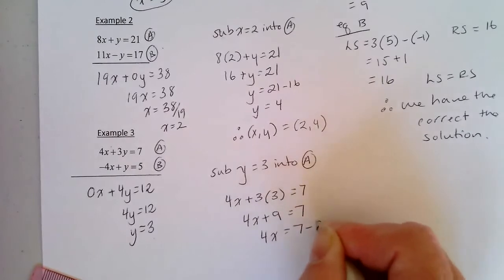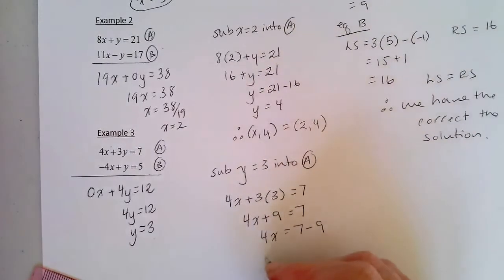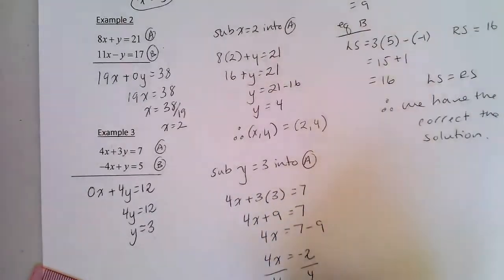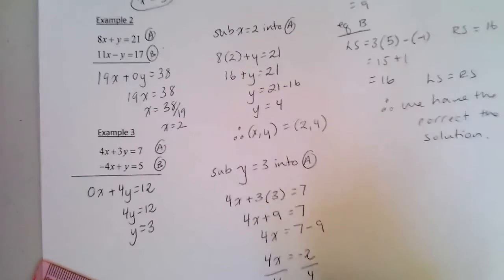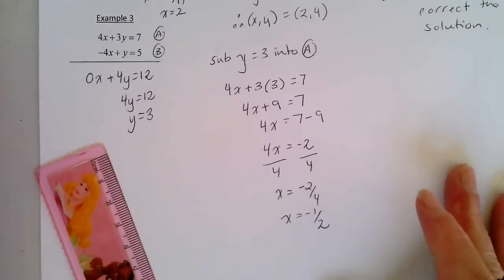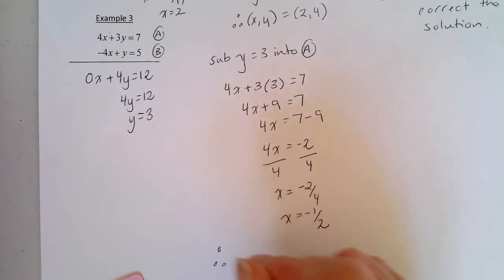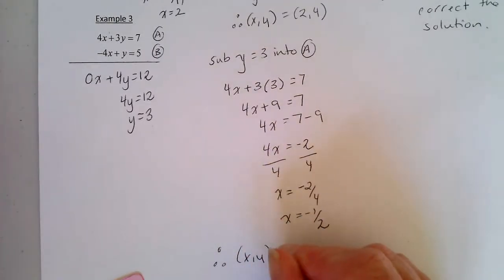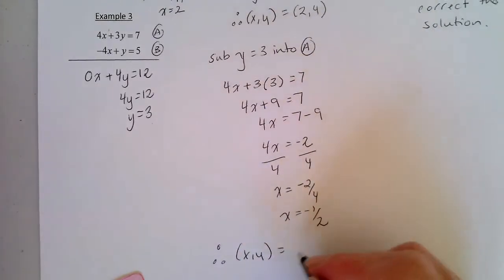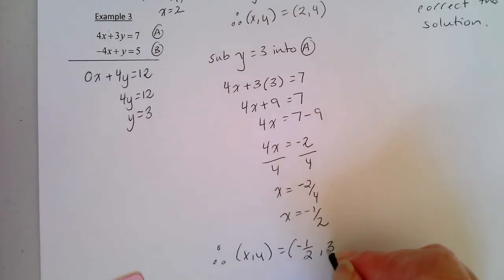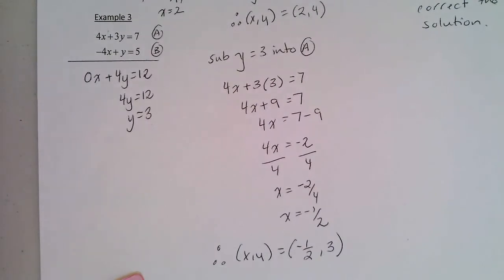We're going to transpose the positive 9 to the opposite side. So 4x will equal negative 2. Divide both sides by 4. So x is negative 2 over 4, which reduces to negative 1/2. And therefore, our solution to this system is written as an ordered pair, (x, y) equals (negative 1/2, positive 3). We should go through the process of completing formal checks. But you're going to get lots of practice with that in the homework.